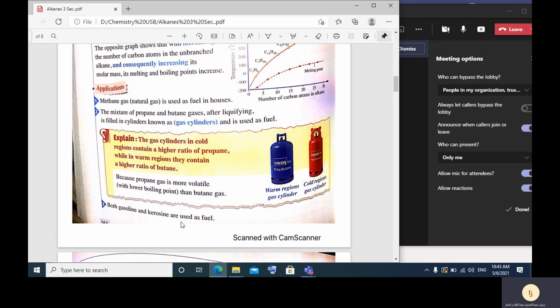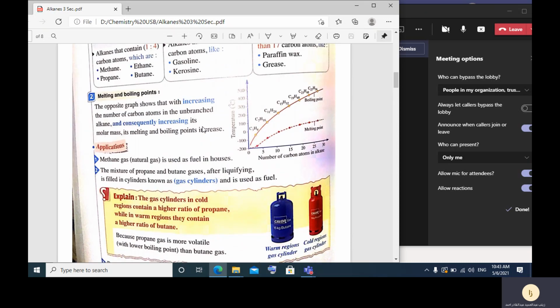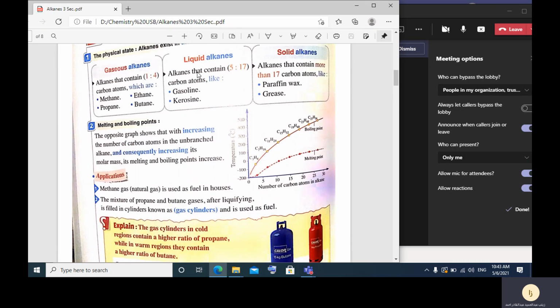Small hint, gasoline and kerosene, as we said before, can be used as a fuel. Liquid alkanes such as gasoline and kerosene can be used as a source of fuel. Okay.